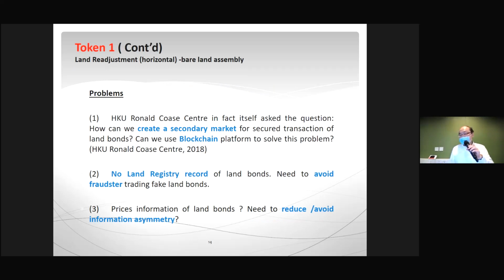In fact, I asked Hong Kong U to write certain articles on that. And how can we create a market that can avoid fake land bonds being traded, because we do not have a land registry to trade the land bond. My suggestion is to use the blockchain as a kind of land registry, and to state the price, so that there will be no information asymmetry about the price of the land bond.